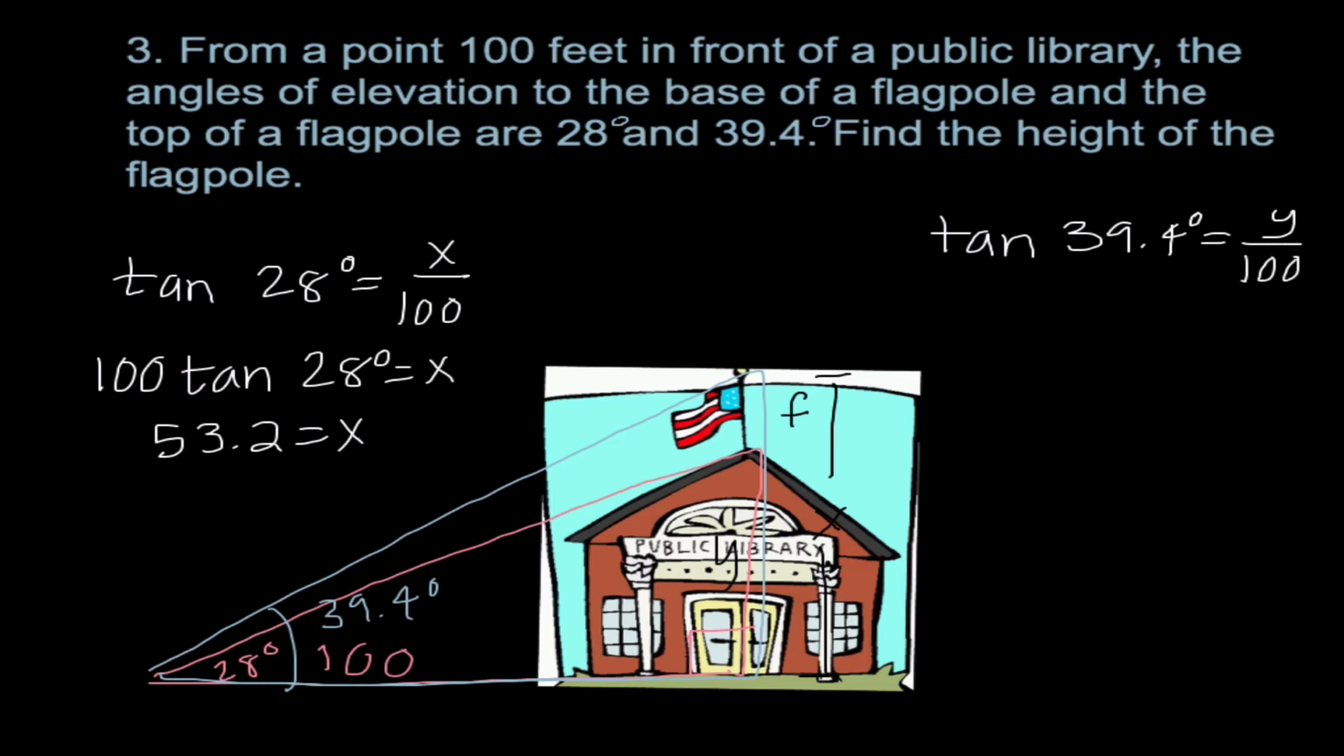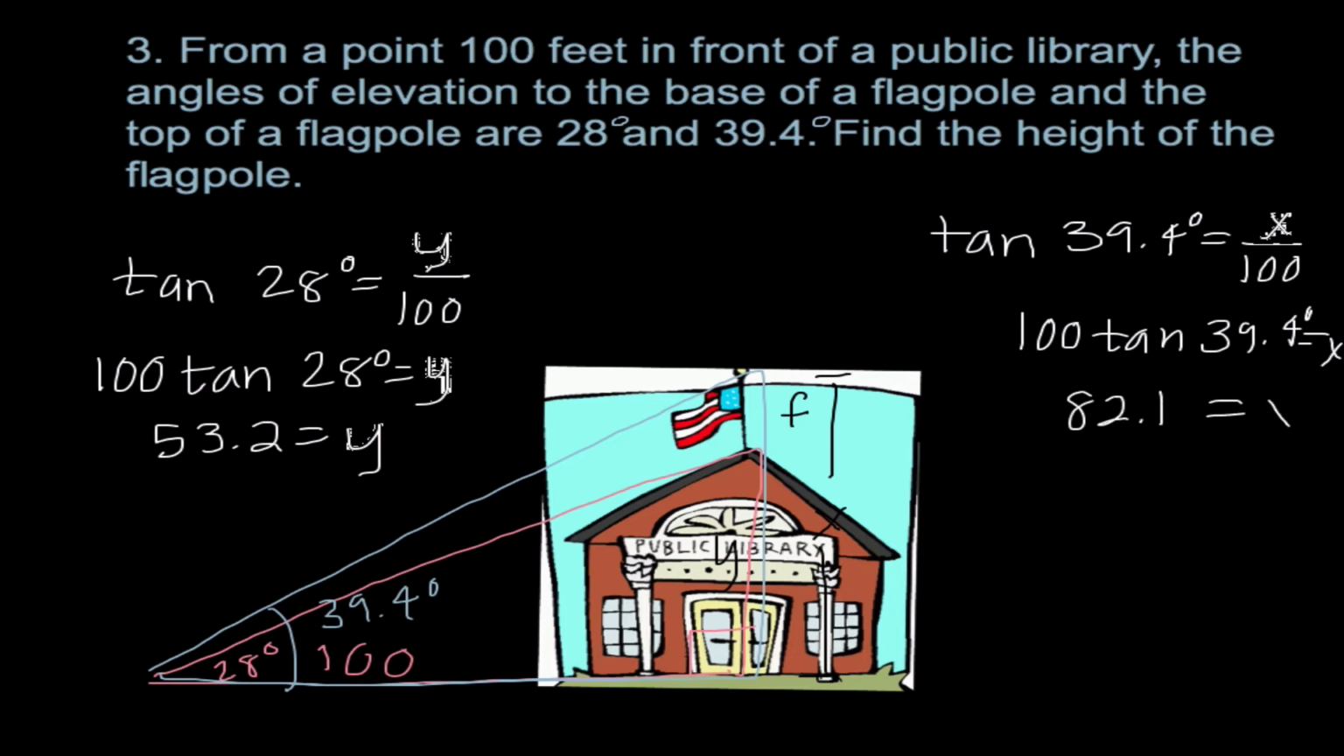Oh shoot, I messed up these, sorry. I can't even read my own writing. Okay, sorry, this was y, just depending on how I actually drew out my triangles there. Okay, then this is x. So I get 100 times the tan of 39.4 equals x. And when I put that in, I get 82.1 equals x.